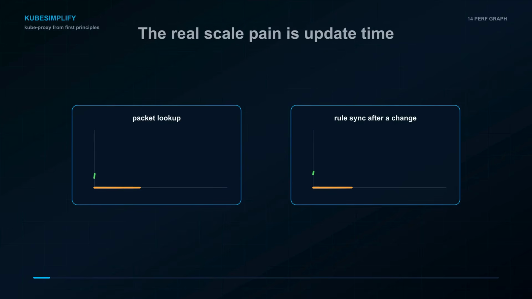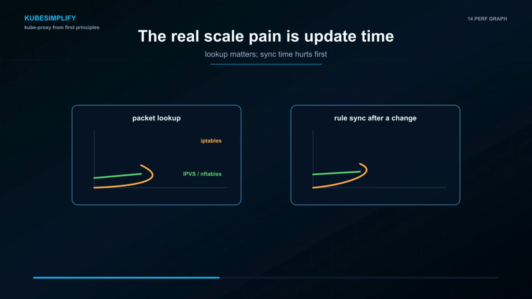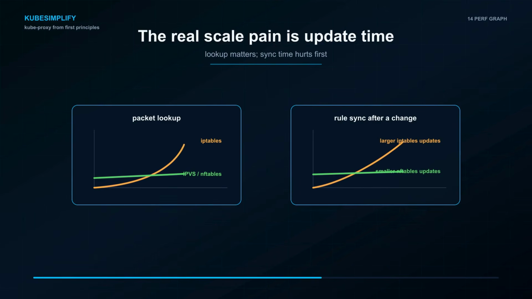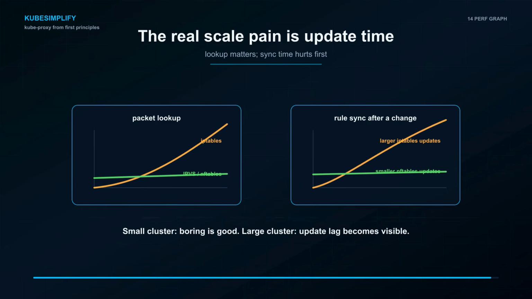For small clusters, iptables is usually good enough. The difference shows up when you have many services and many endpoints. iptables has more rule walking, and rule updates can get large. IPVS and nftables avoid the long lookup path. But the practical win with nftables is often update time. When only a small part of service state changes, kube-proxy can send a smaller update to the kernel.